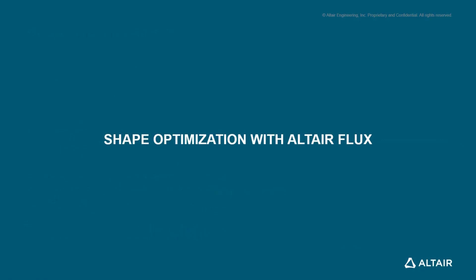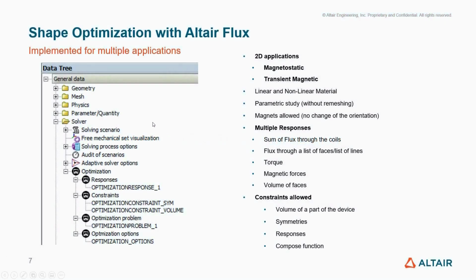Then moving on to the shape optimization. Here, the shape optimization feature can be found under Solver. Under the optimization window, you will be able to see different options for the setup of shape optimization. In the latest version 2022, this shape optimization is possible for magnetostatic and transient magnetic applications. And this shape optimization can be implemented for the faces which have either linear or non-linear material.